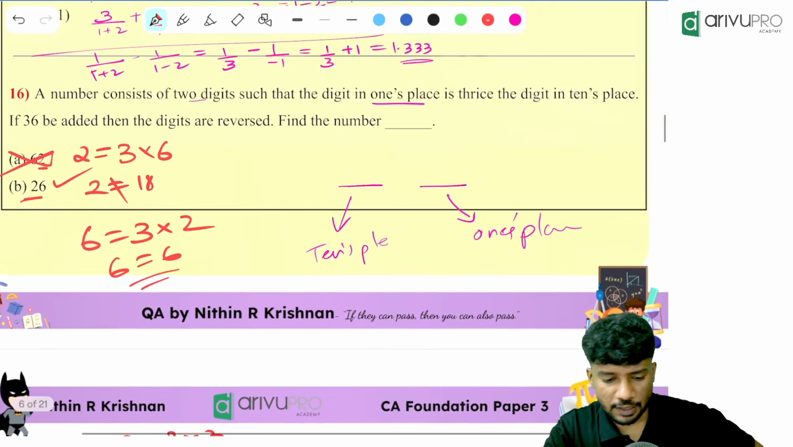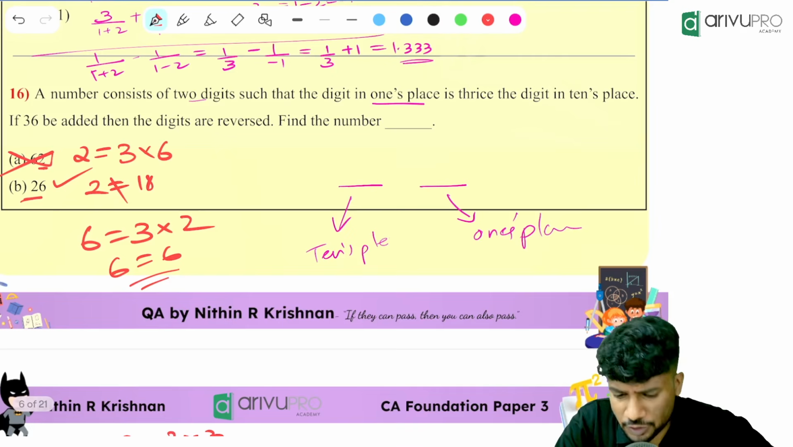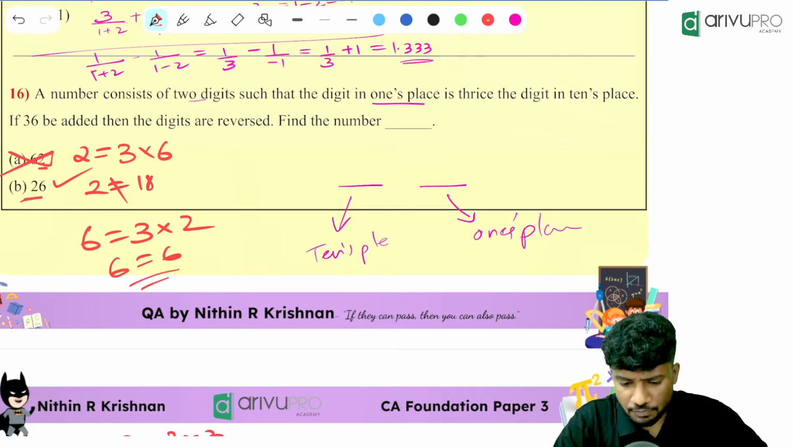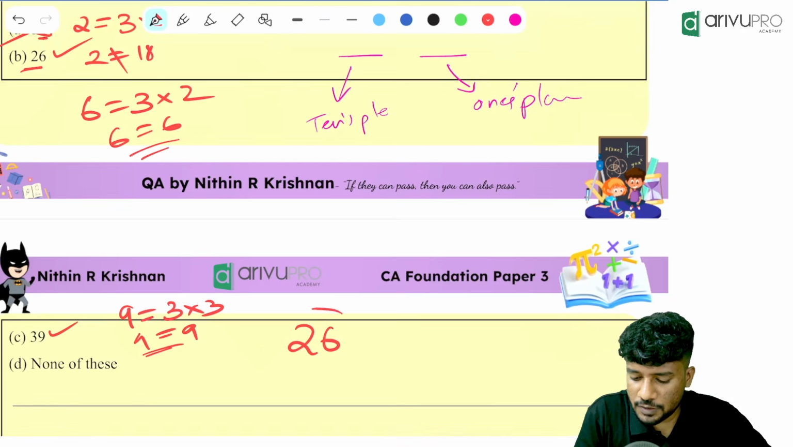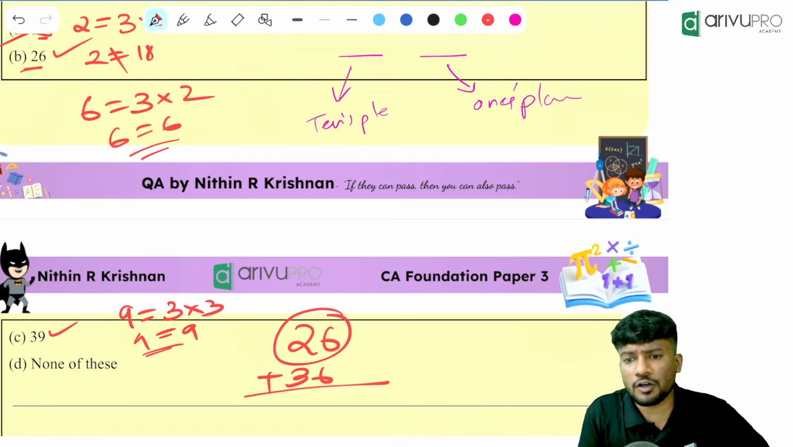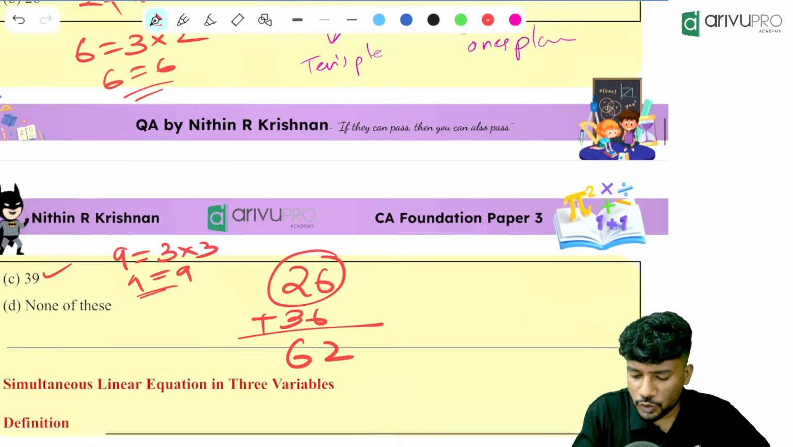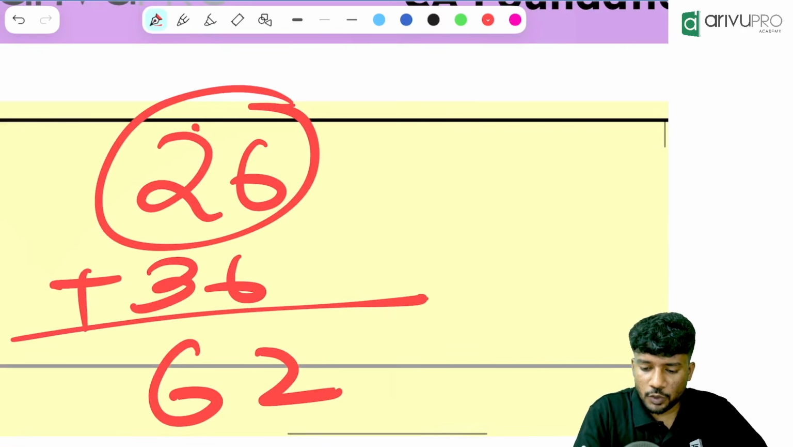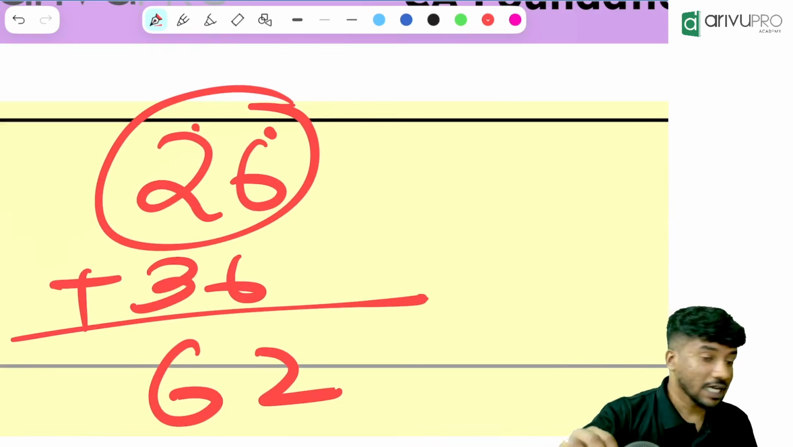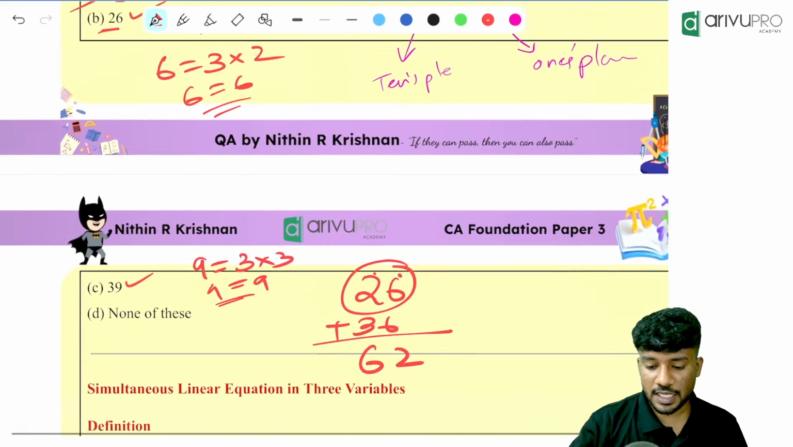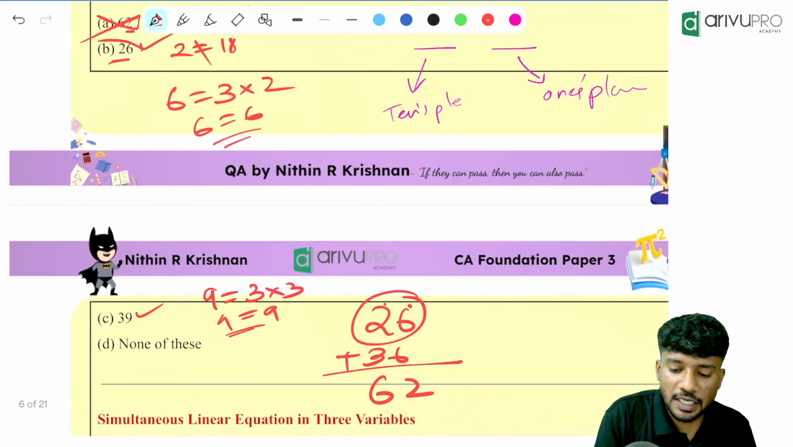Now what are they telling? When 36 is added, the digits are reversed. So we take option B, 26. I am adding 36. 26 plus 36 is 62. Look here, digits reverse means 26 became ulta, a mirror image kind of way. It became 62. That is the meaning of reverse. So option B is your answer.